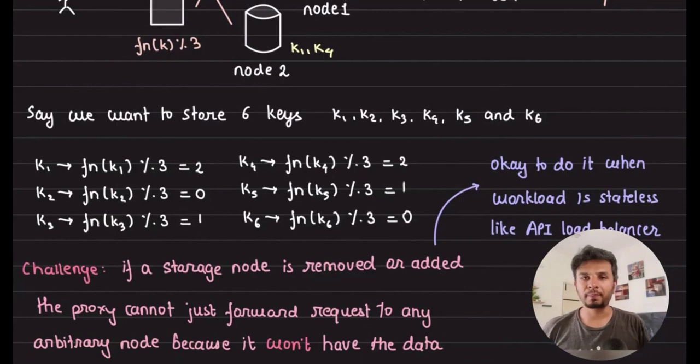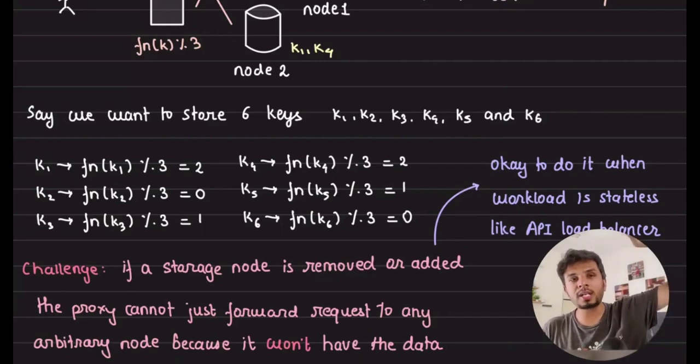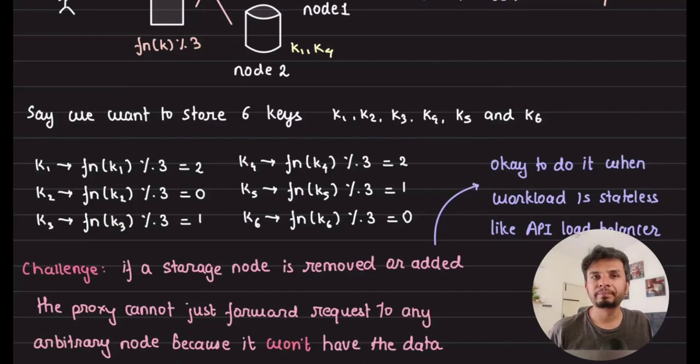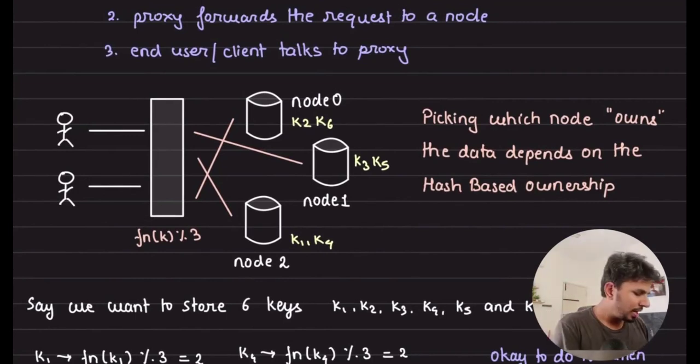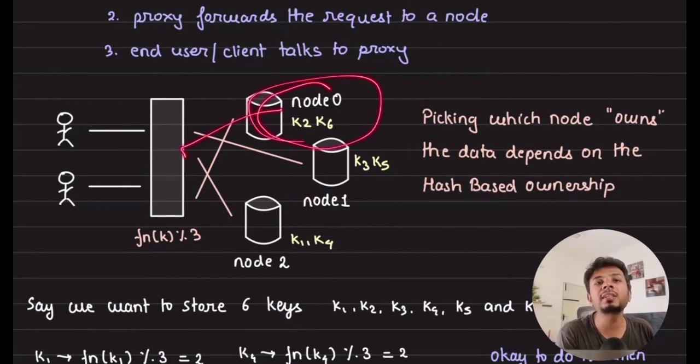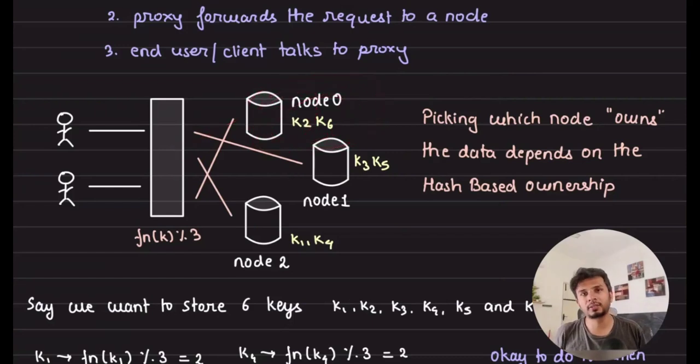Now, similar to how we removed the backend server in case of load balancer and it did not affect at all, what if we remove a node over here? Now, if we look closely, because a key is owned by a particular node, if I just remove this node, I cannot just pass the request of K3 over here because K3 does not exist in node 0 at all. Right? This is where the problem is.